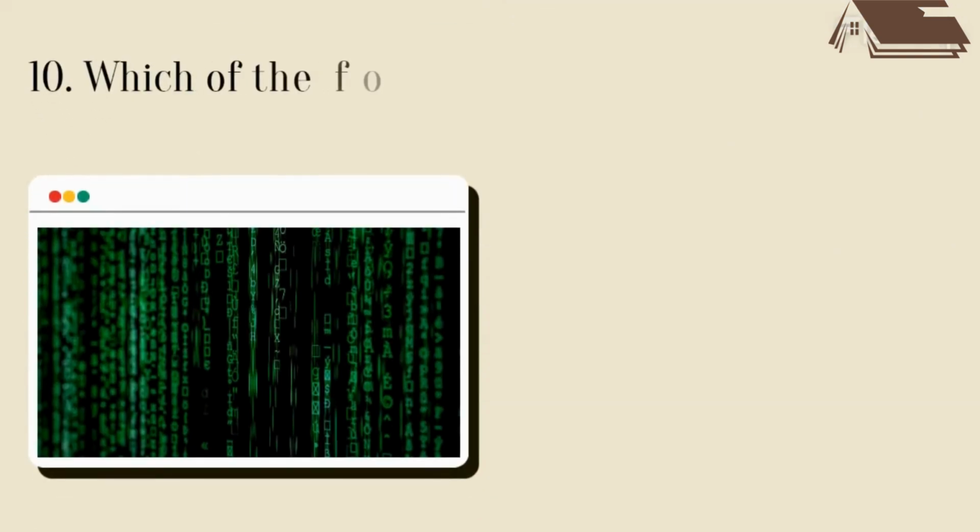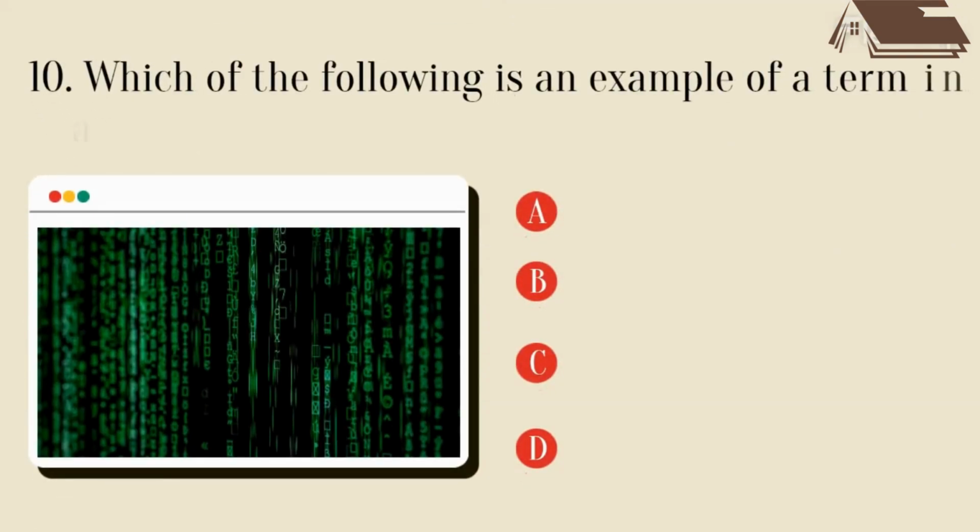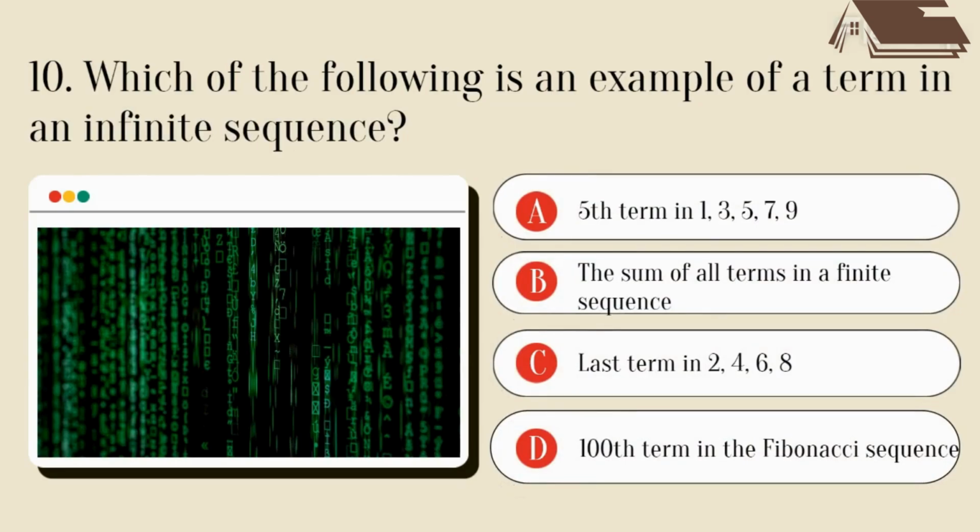Which of the following is an example of a term in an infinite sequence? A. Fifth term in 1, 3, 5, 7, 9. B. The sum of all terms in a finite sequence. C. Last term in 2, 4, 6, 8. D. 100th term in the Fibonacci sequence.